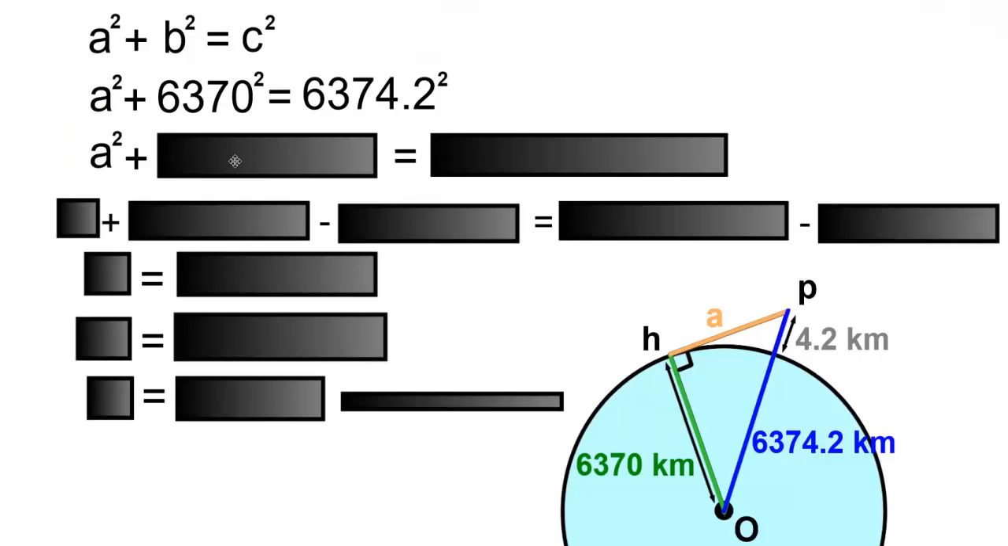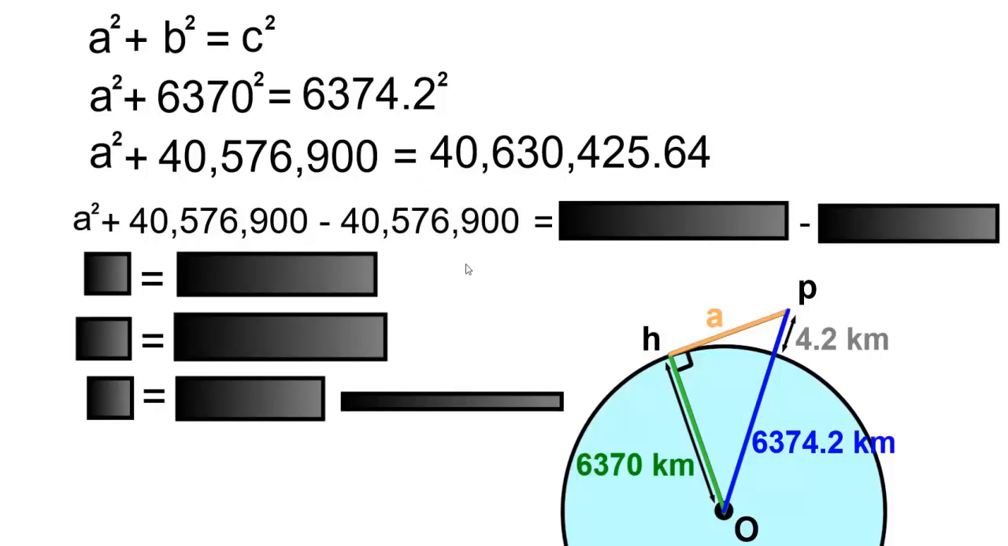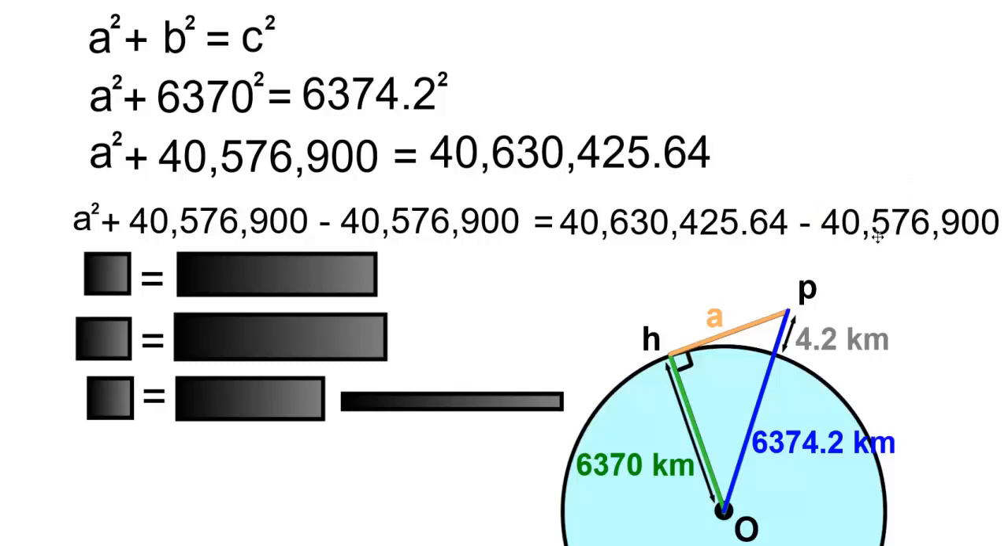So 6,370 squared is going to be 40,576,900, and 6,374.2 squared is 40,630,425.64. Next, we have to remove the 40 million plus on this side. Do that by subtracting it, and that means we have to subtract that number from this side as well.